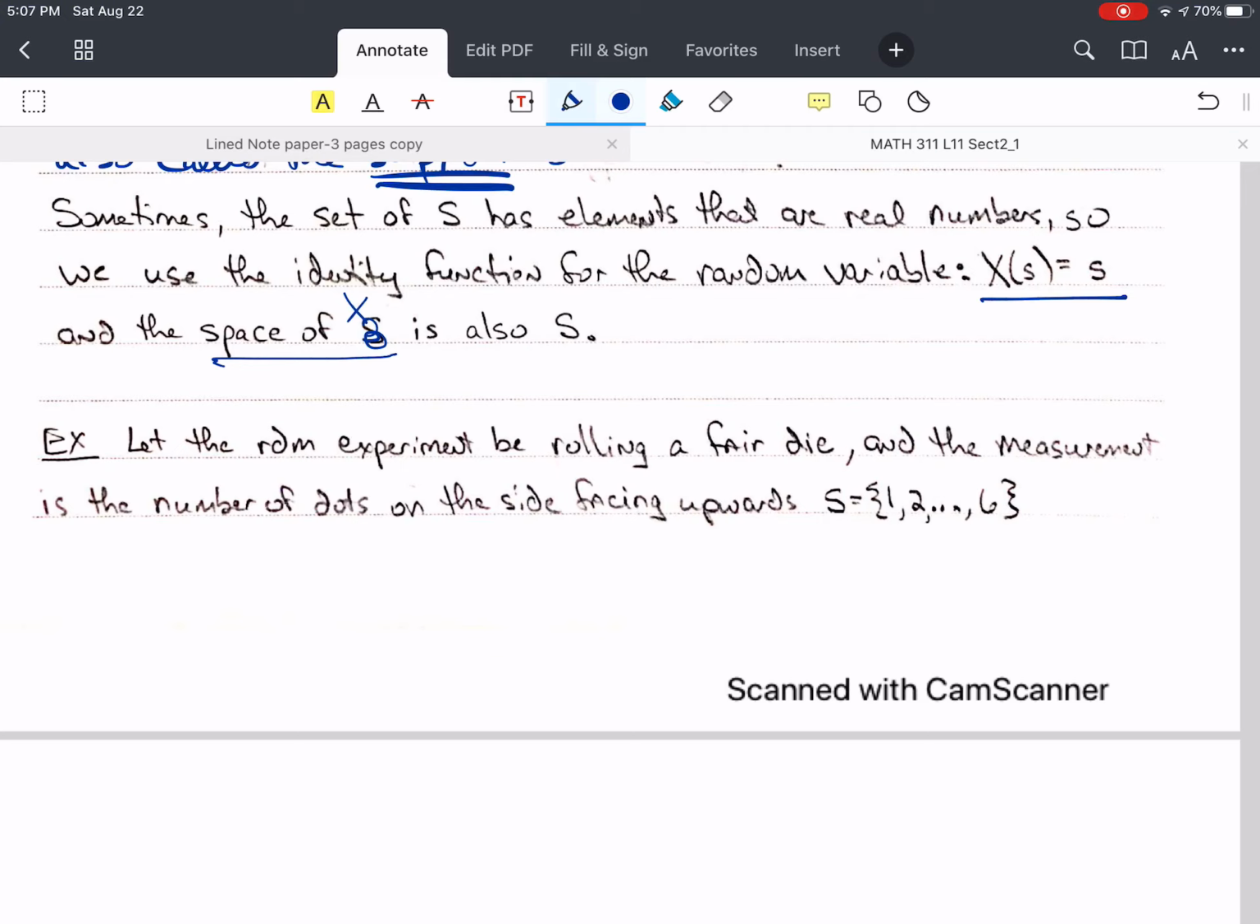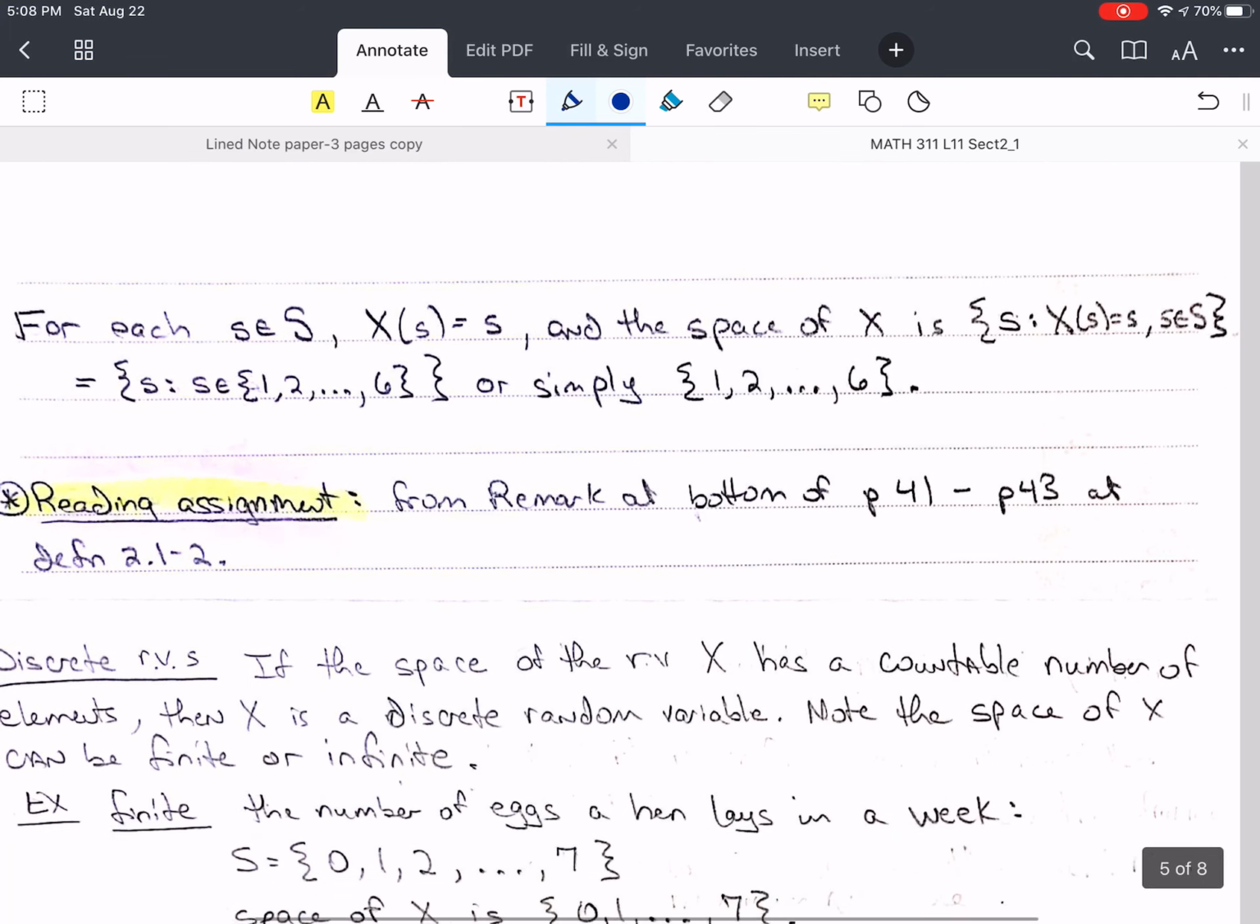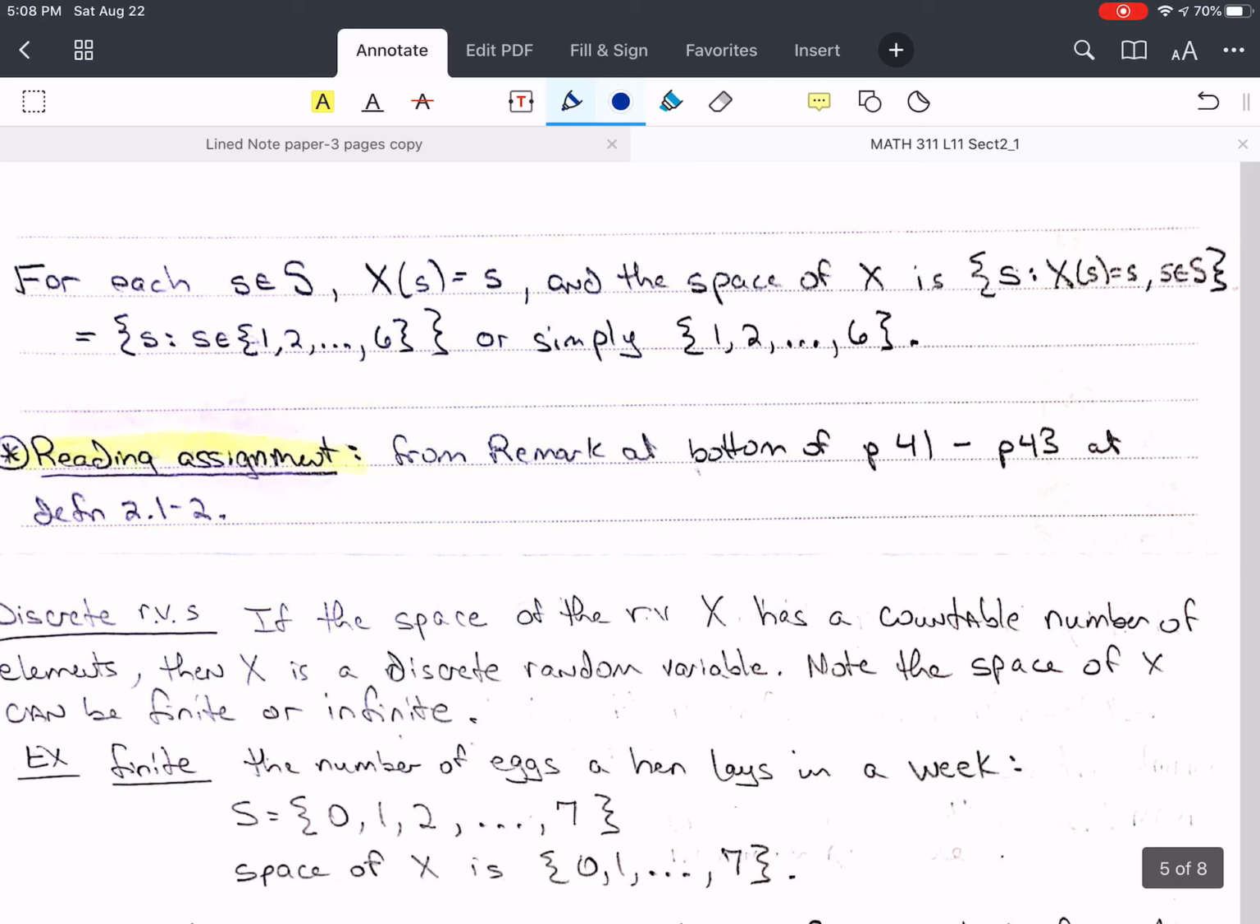So now, let's consider the random experiment where we're rolling a fair die, and the measurement is the number of dots on the side facing upwards, right? So we have to define what we're measuring there. And so our sample space is the set of numbers from 1 to 6. Now, for each s in capital S, X of little s is equal to s.